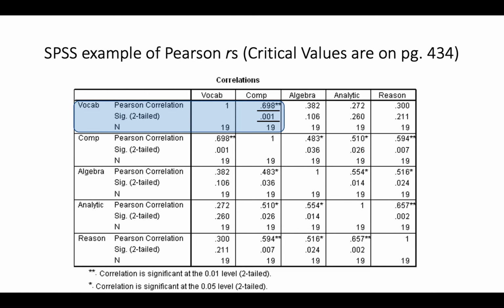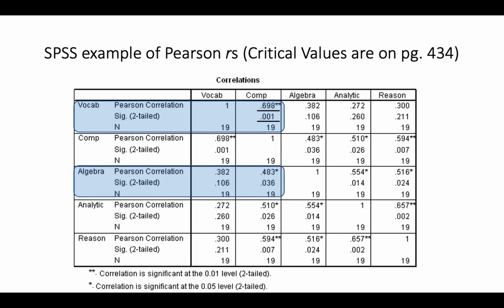So we have a really large effect. A correlation of positive 0.698 is a very strong correlation, right? We also have a really low probability value, right? 0.001. That's 0.1% of the time this could occur by chance. So this is a very likely true effect.